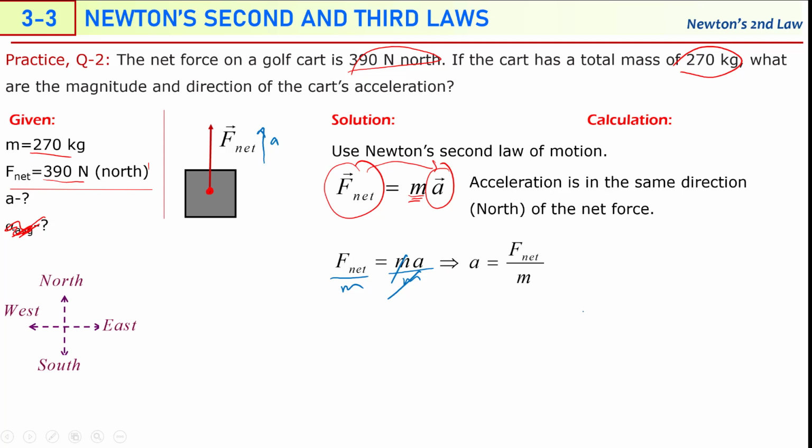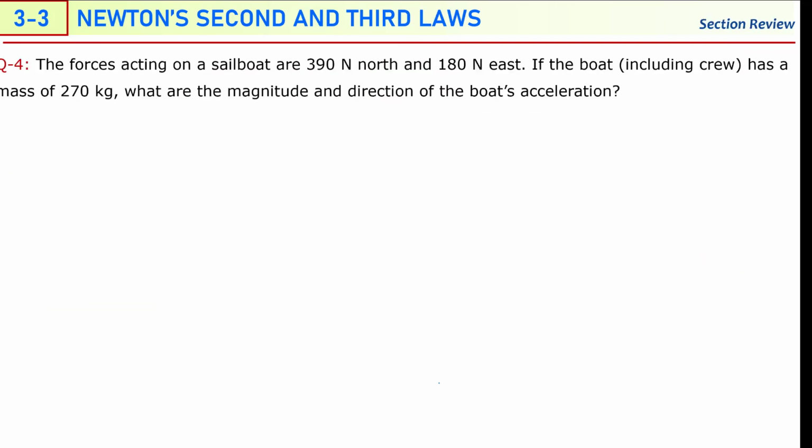F net is given as 390, m is given as 270. When we divide these two numbers, we will get the result as 1.44 meters per second squared. Then I can say that the acceleration of this car is going to be in the north and the magnitude is 1.44 meters per second squared. Now we are going to solve some sectional questions.